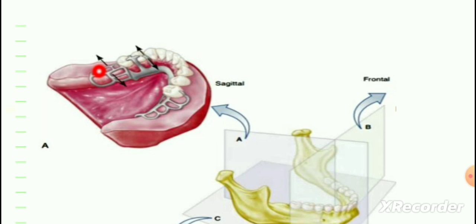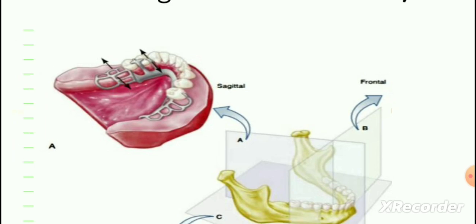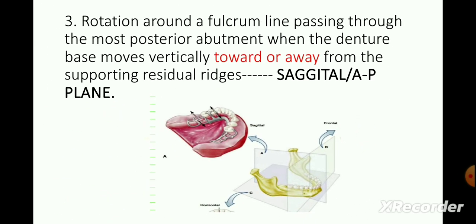In the sagittal or anterior posterior plane, rotation occurs around the fulcrum line passing through the most posterior abutment, when the denture base moves vertically towards or away from the supporting residual ridge. This is the movement which occurs in the sagittal plane or anterior posterior plane around the fulcrum line. These are the three types of movements which are possible in the RPD.